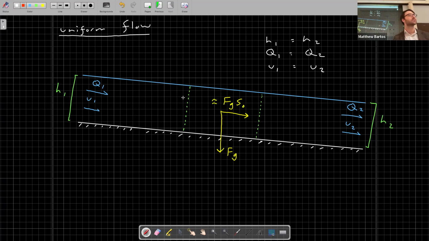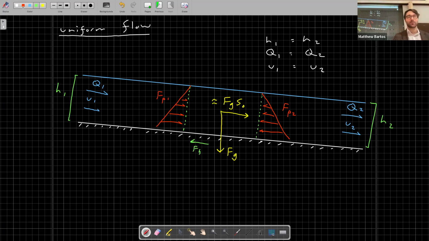There's two more. Hydrostatic, so there will be a hydrostatic force acting on the sides of this control volume. Let's call this FP1 for the hydrostatic force at the upstream end, and FP2 for the hydrostatic force at the downstream end. And the last force is friction. That will be acting at the bottom of the channel. So we have a frictional force acting opposite to the direction of the flow, which I'll call F sub F.